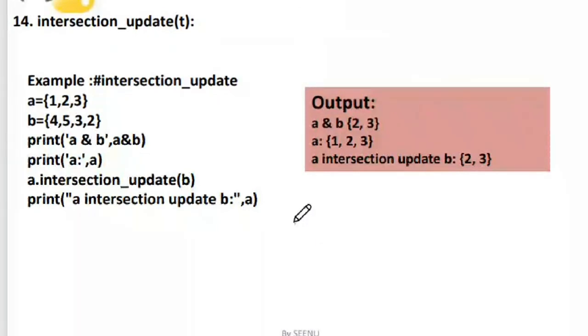Okay, so if A is having 1, 2, 3 and B is having 4, 5, 3, 2. Okay, so two sets are there. I have two sets like this, A and B, and this is intersect operation. What is the third line in the program here? It is intersection operation, ma'am. A and B. Is it intersection update or it is intersection? It is intersection, ma'am. It is only intersection.